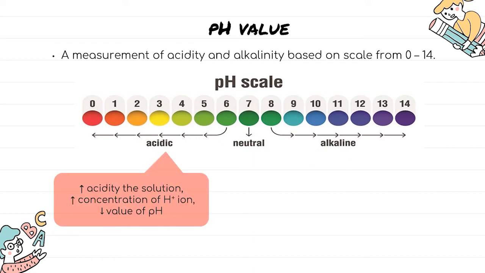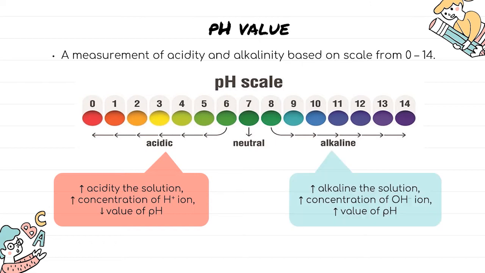Here we can see that the more acidic the solution, the higher the concentration of hydrogen ion and the lower the value of pH. For example, for pH 1 and pH 6, pH 1 is more acidic compared to pH 6. This is because pH 1 has a higher concentration of hydrogen ion.